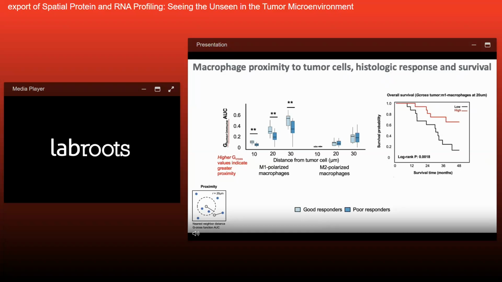Finally, when we looked at survival in neoadjuvant treated patients, we found that greater proximity between M1 macrophages and tumor cells was associated with significantly better survival. Interestingly, this association was different than what we had observed in upfront resected cancer, where greater M2 macrophage proximity to tumor cells was associated with worse survival. This suggests that the immune microenvironment shifts in neoadjuvant treated cases are functionally relevant and that these tumors may be immunologically distinct.